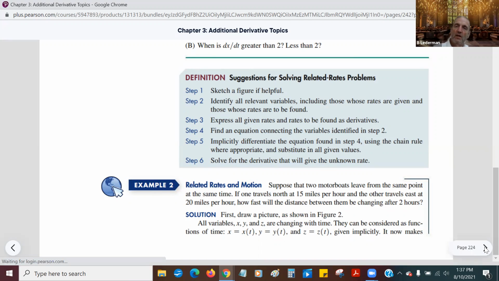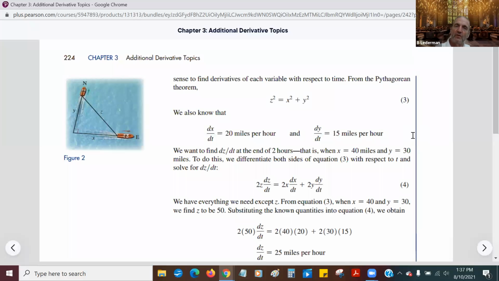So this looks very Pythagorean theorem-ish to me, because you have a right triangle, because here's one boat going east, the other boat going north, and this is the diagonal between them. We're calling this distance z, which means ultimately we're going to want to find dz dt, the rate that z is growing. But step at a time. Z squared equals x squared plus y squared. I get that from the Pythagorean theorem.